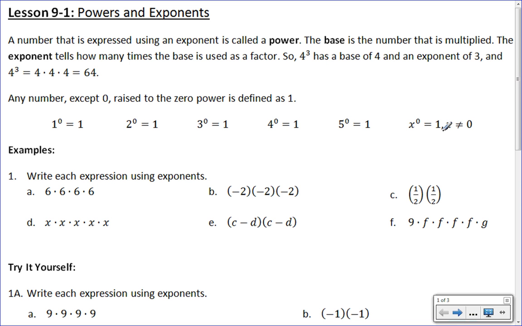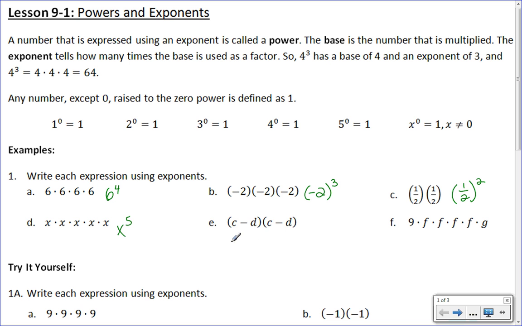So example 1, write each expression using exponents. For the first one, we have 6 used as a factor 4 times, so this is 6 to the 4th. For b, we have negative 2 multiplied 3 times, this is negative 2 to the 3rd. And make sure you have parentheses around the negative 2. If you write that without the parentheses, it is not the same thing. For c, we have 1/2 multiplied twice, so that's 1/2 squared. For d, x is multiplied 1, 2, 3, 4, 5 times, so that's x to the 5th.